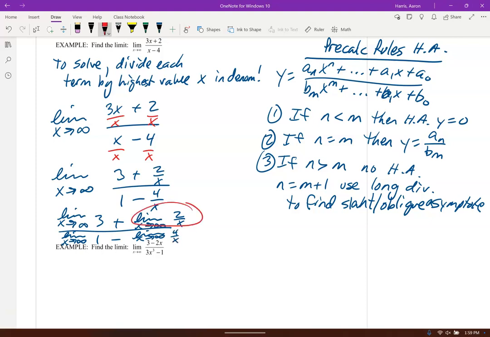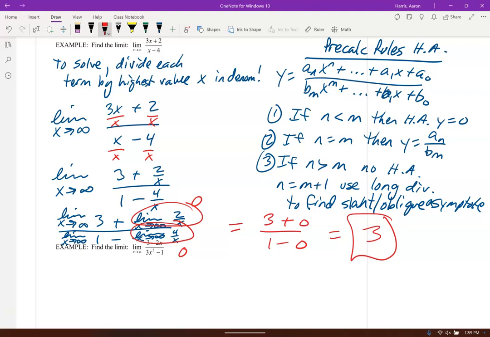Well, this 2 over x, 2 over a huge number, remember we're running this to infinity, that becomes 0. And this one down here, the limit as x goes to infinity of 4 over x, that becomes 0. So this just ends up being 3 plus 0 over 1 minus 0. The limit as x goes to infinity of 3, think of the horizontal line y equals 3. It's just 3 still. And the same thing for y equals 1. As we run that to infinity, it stays as 1. So just 3 plus 0 over 1 minus 0 is just 3.